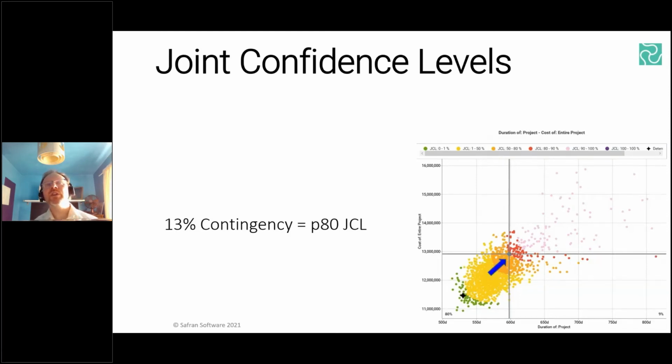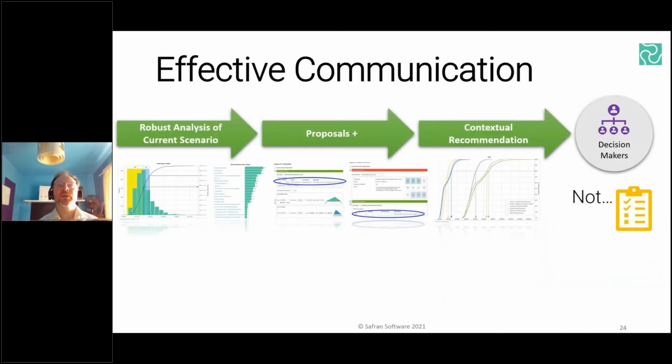So after we've nudged the crosshair to this revised position, you have the evidence of the model sampling to inform your team on where is most appropriate and viable as a contingency proposal. And in this case, we've nudged what was just a gut feel 10% contingency proposal up to 13%, and that's helping us to achieve our desired JCL of P80.